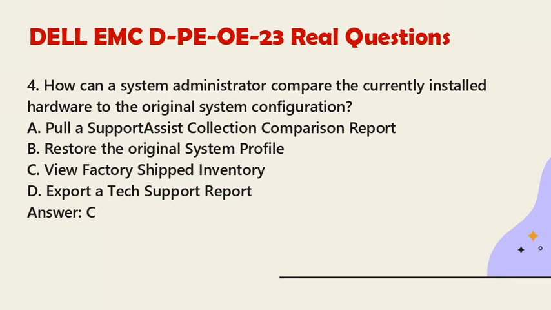4. How can a system administrator compare the currently installed hardware to the original system configuration? A. Pull a SupportAssist Collection Comparison Report. B. Restore the original system profile. C. View factory shipped inventory. D. Export a tech support report. Answer: C.